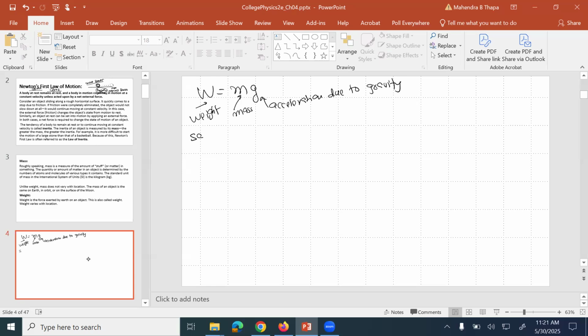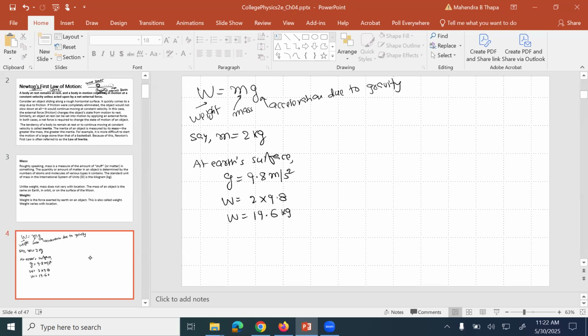Let's say the mass is, I just take an example, 2 kilogram. At Earth's surface, the value of g is 9.8 meter per second square. This is the average value. Then the weight will be 2 times 9.8, which equals 19.6 kilogram meter per second square, and 19.6 kilogram meter per second square is called the Newton. So this is the weight at the Earth's surface. Okay.